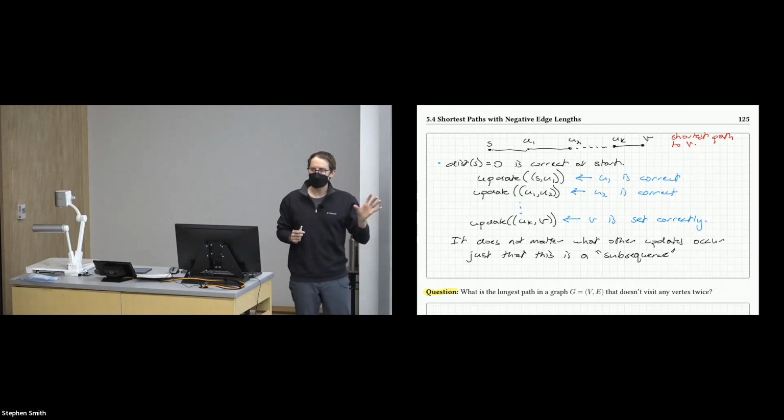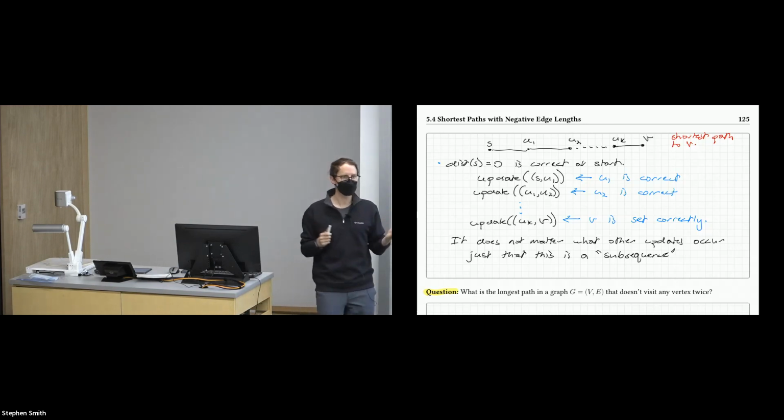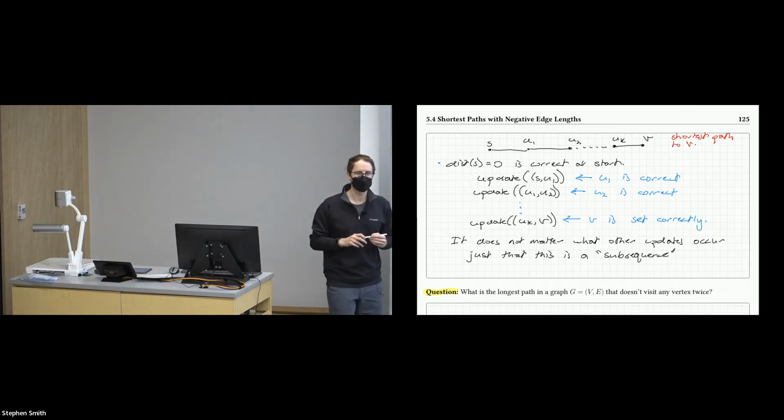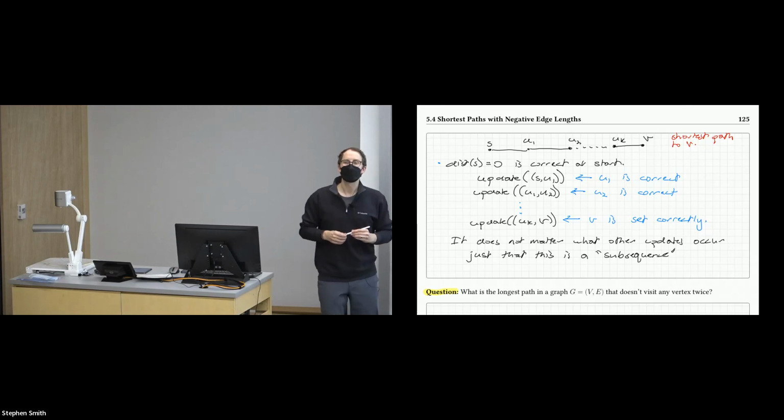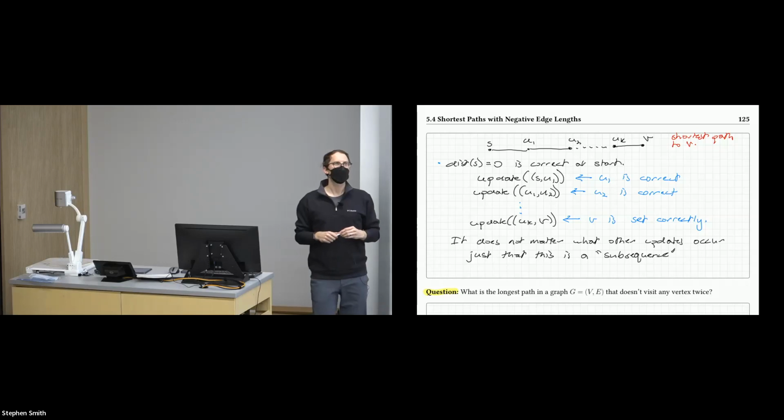So it has V vertices in it, and it can't visit anyone twice. How many edges could be on it? Pardon? So not quite. I mean, yeah.